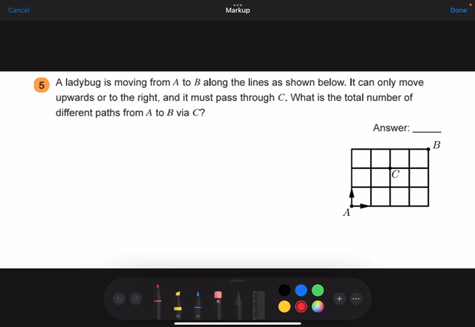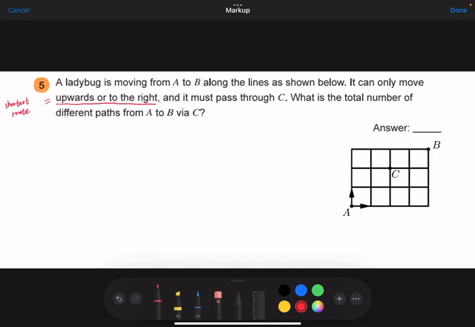Remember from the lesson, if you move upwards or to the right, then this is equivalent to finding the shortest route. I have explained the reason during the lesson. So if you are still not clear why these two are equivalent, you can have a look at the replay videos. Okay, so let's start.